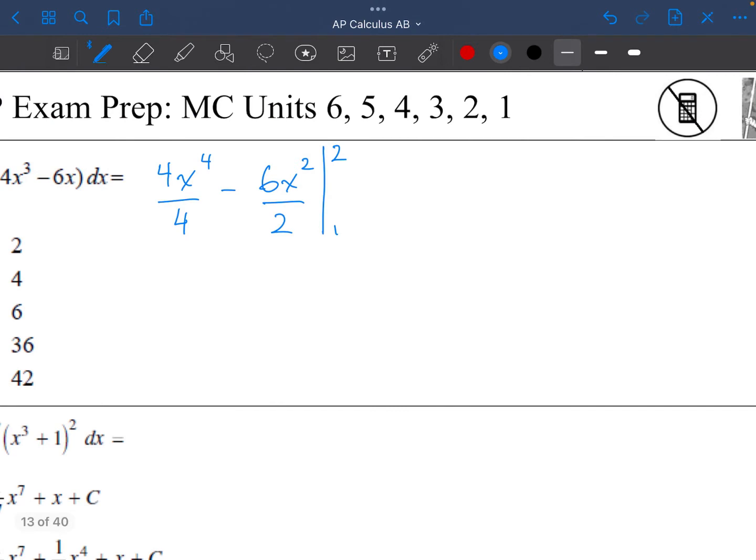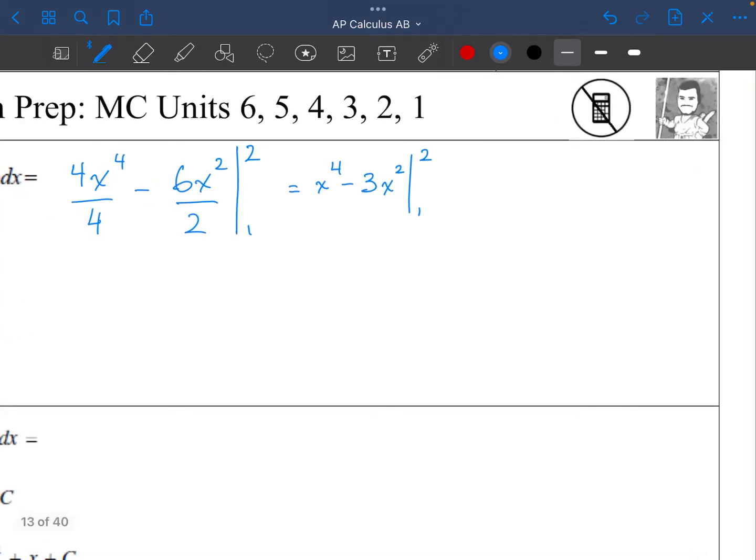And now that we have this, we're going to plug these numbers in. I'm going to do some cancellation first. I'm going to say that this is really x to the power of 4 minus 3x squared evaluation bar between 1 and 2. That'll make my life a little bit easier. And then from here, that's going to be 2 to the power of 4 minus 3 times 2 to the power of 2. That's the first half, which I'll put in parentheses.